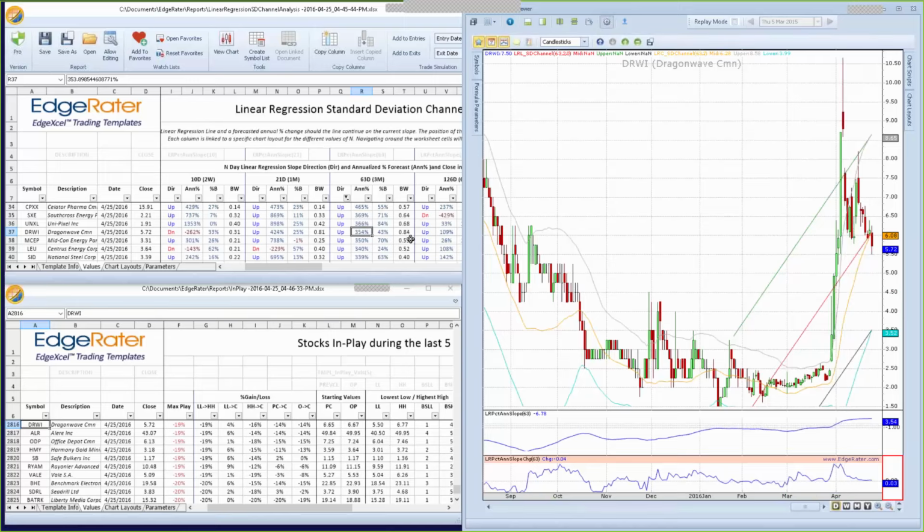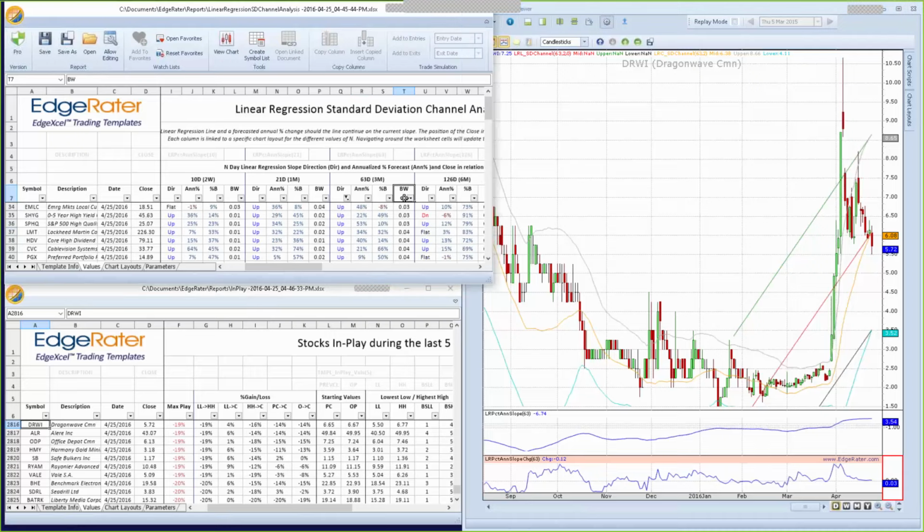If you look over at bandwidth over here, you'll see 0.84 for Dragon Wave, and it's quite a wide channel. You can see that actually when you look at the chart here. But if we find something that is a bit narrower, we can sort by bandwidth as well to find more consistent performers. Why don't I do that, just to show you what that looks like.